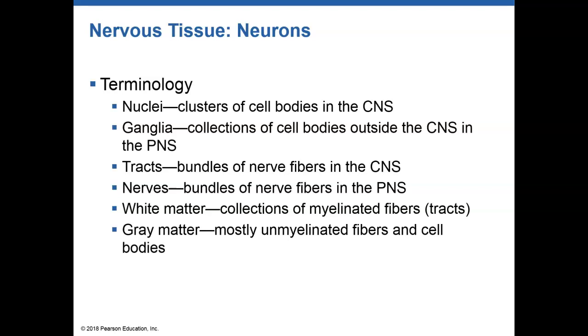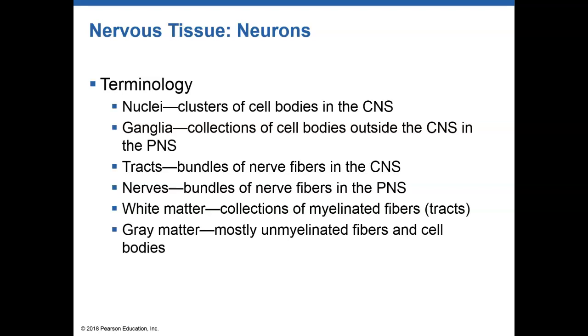When you're looking at axons that are running together, then in the CNS it's called a tract, but in the PNS it's called a nerve. So we have multiple tracts in our brain that we talk about. Optic tract is an example. And then once they move outside of the CNS, we call it an optic nerve. Okay.